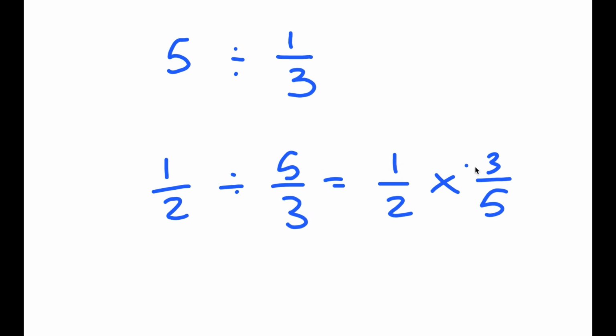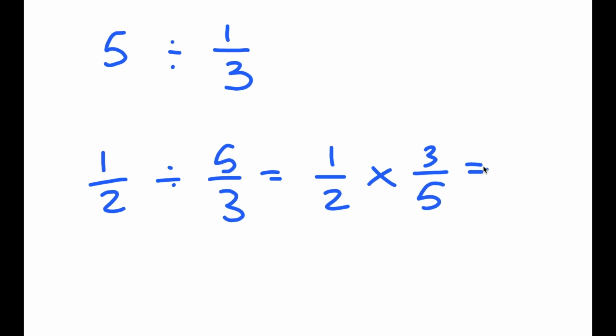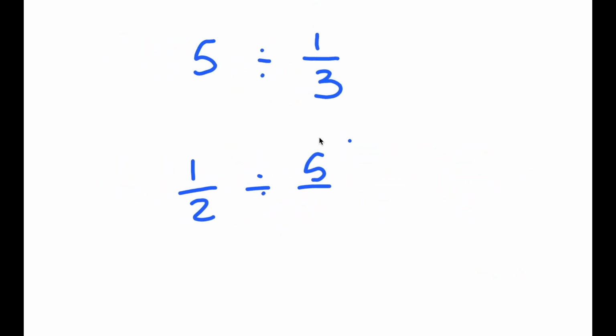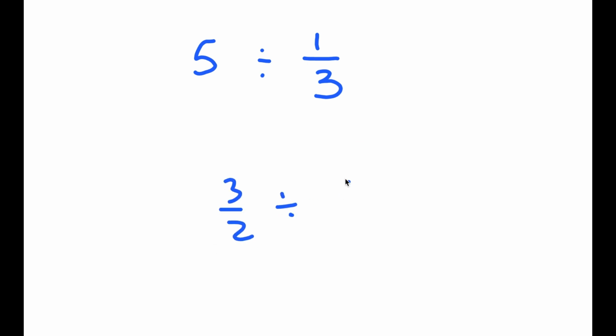So now 1/2 times 3 over 5 is simple, because we already know how to multiply fractions. 1 times 3 is 3, and 2 times 5 is 10. So I get 3 over 10. Let's do one more, and then we'll get to this. Let's try 3 over 2 divided by 7 over 5.